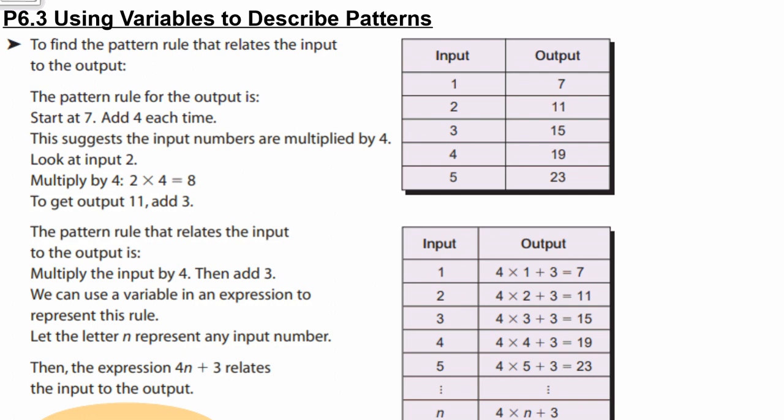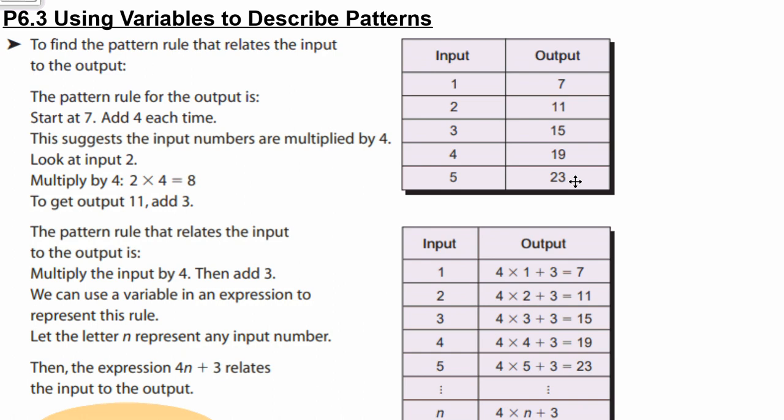So if I look at the input-output table that I have here, I am going to look at both sides. So my input, you'll notice, is going to go up by 1 each time. That's something that we're going to look for. If it's not going up by 1 each time, then we need to backtrack and do something a little bit different. The next thing we're going to do is look at our output. So our output is 7, 11, 15, 19, and 23.